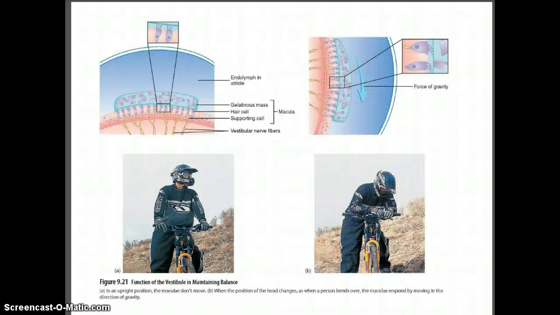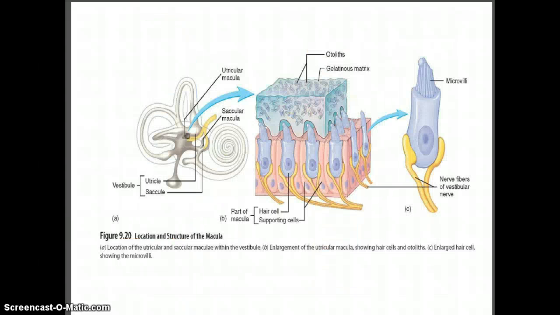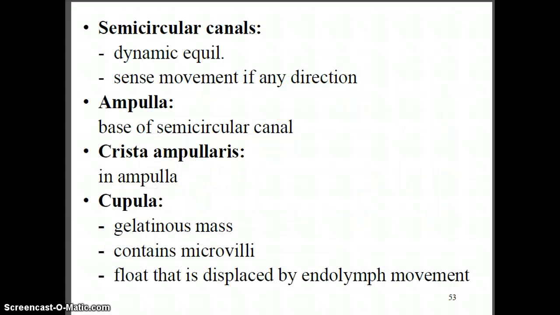Here is an example of the vestibule in maintaining balance. Up in your upper left shows you the endolymph in the utricle, and what happens in the right hand diagram at the top when you bend your head in relationship to gravity. The force of gravity causes movement and will allow you to detect the position of your head. And here is the location and structures of the macula. So that was static equilibrium.